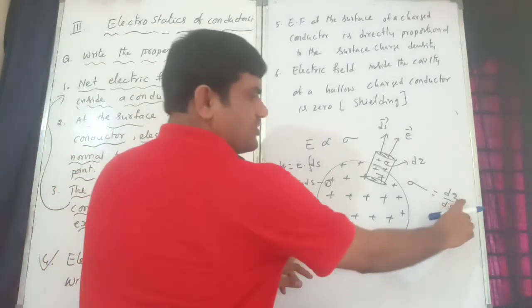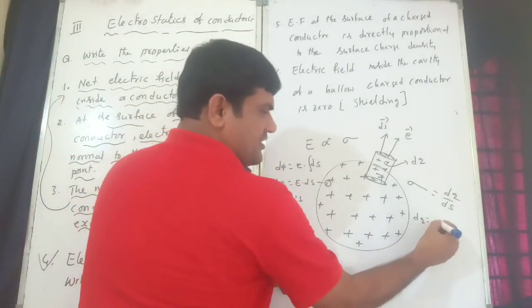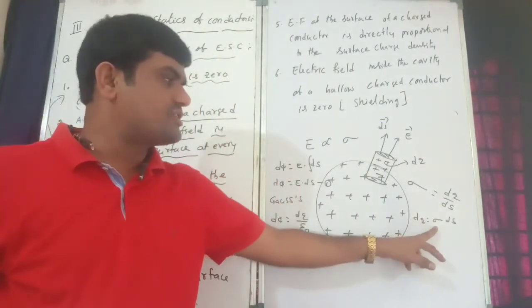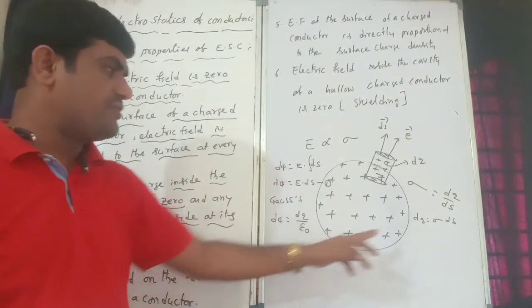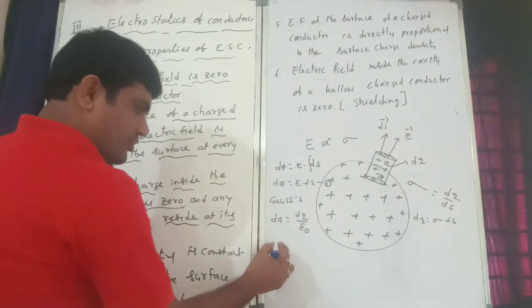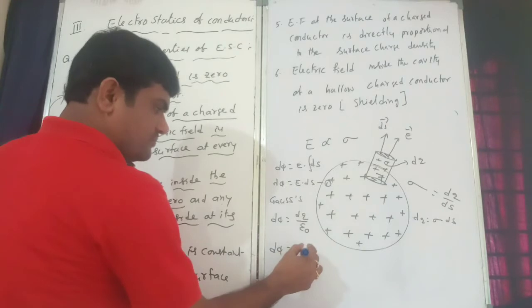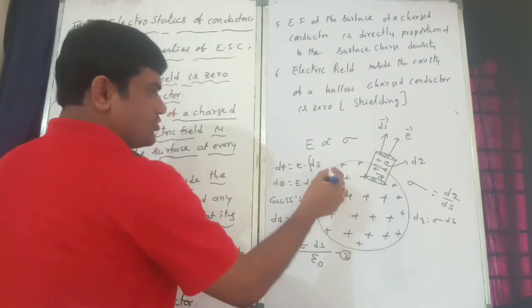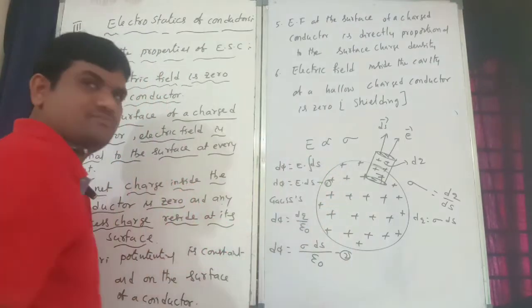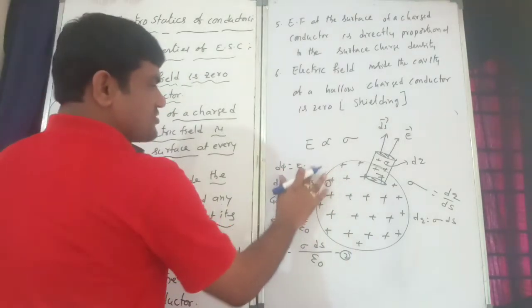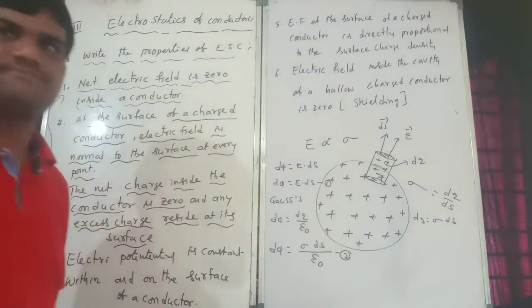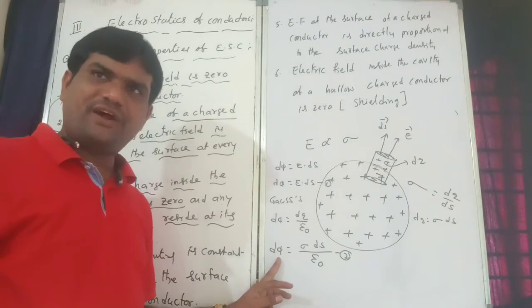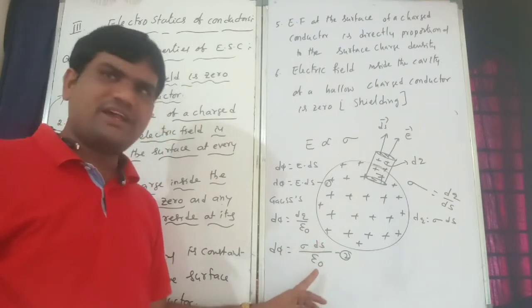So now dq is equal to what? Surface charge density. dq is equal to sigma into ds. Instead of dq you can take this one only. So therefore d phi is equal to sigma into ds by epsilon naught. Equation number 2. So this is the equation number 1. Here ds only can take it, no problem. No need to take integration. d phi is equal to E into ds. d phi is equal to sigma ds by epsilon naught.